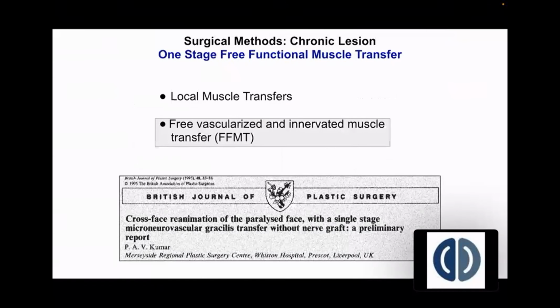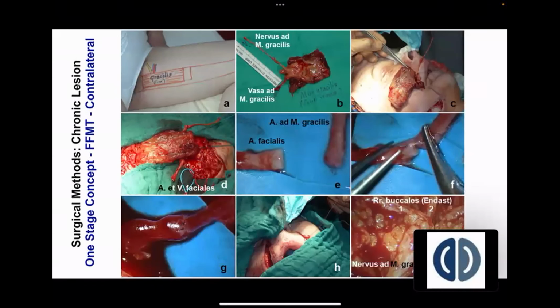So the free vascularized and innervated muscle transfer is a known option. It is not something new. And here I take you through again the steps of surgery. Figure A, where the gracilis has been marked, and a part of the gracilis has been harvested in figure B with the nerve and the vessels.